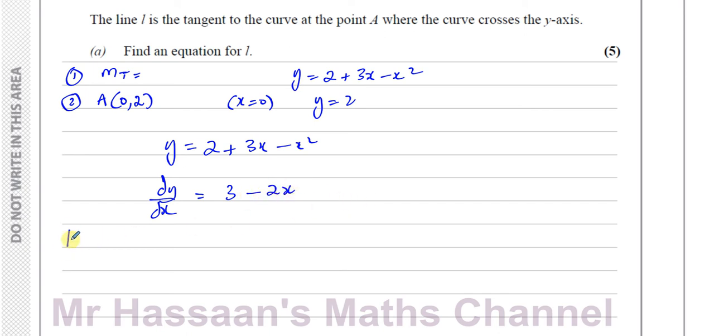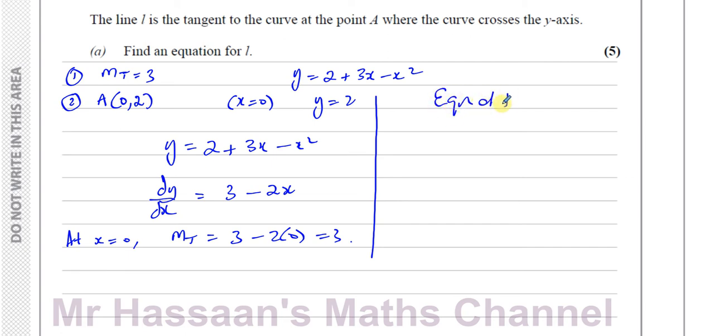So at x equals 0, which is where A is, where the curve passes through and the tangent hits the curve, the gradient of the tangent will be 3 minus 2 times 0, which is equal to 3. So we know the gradient of the tangent is 3. Now we have enough information to find the equation of the tangent.